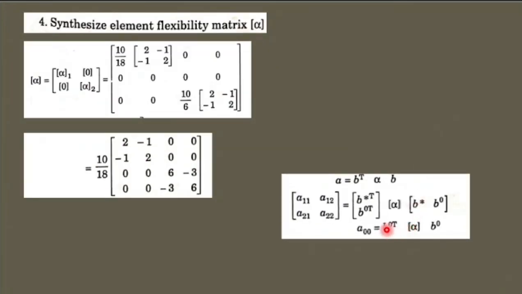Okay. Now you multiply these components, that is B naught transpose. How to find B naught transpose? You have the value 1 0 0 0, yes or no? It is in column form. How to find the transpose? If it is in a column, make it as rows, and make the rows into columns. Then what is the alpha matrix? The alpha matrix is 10 by 18, this component, and you have B naught.